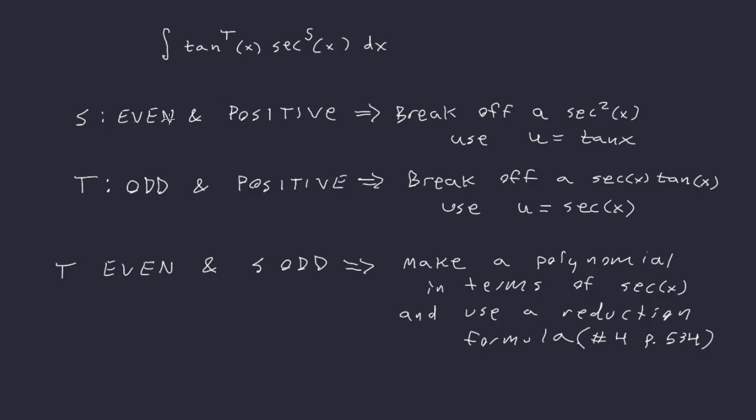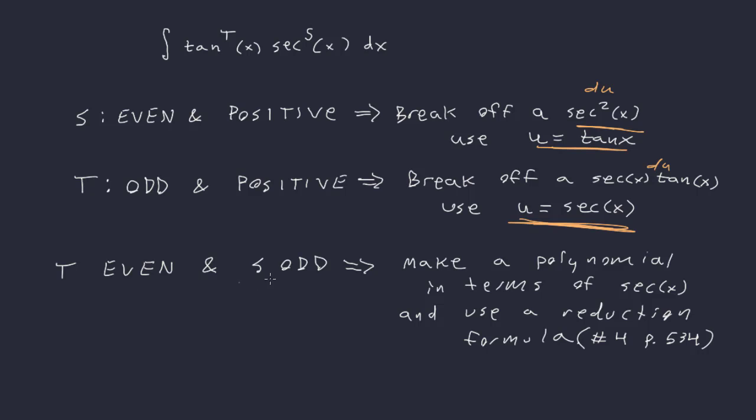If secant's power is even and positive, what you do is you break off a secant squared. And then you do the same thing you were doing before, using u equal to tan of x. On the other hand, if the power of tangent is odd and positive, you break off a secant x tangent x, and in this case, you would set up your u substitution with secant x as your u, and then the secant x tan x as your du. Right? So in this case, that would be your du. Here, this would be your du.